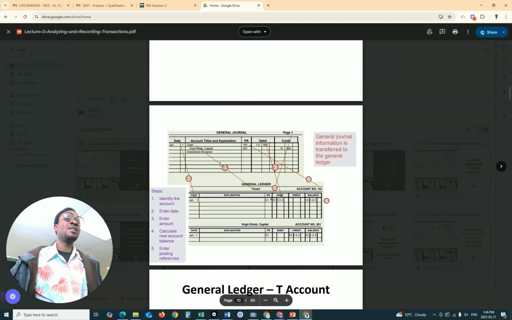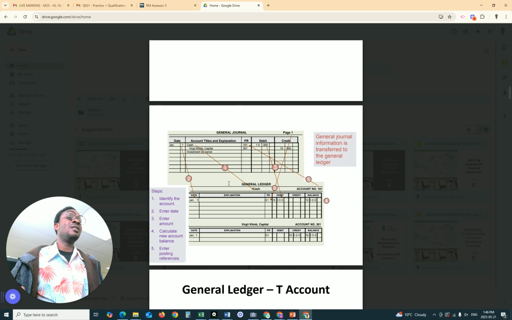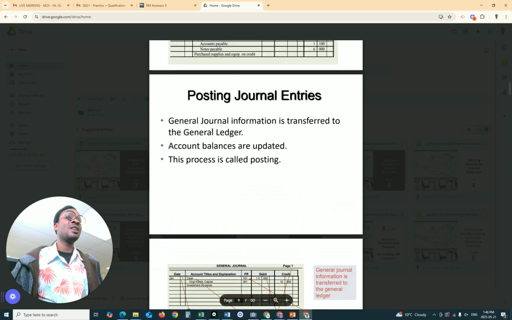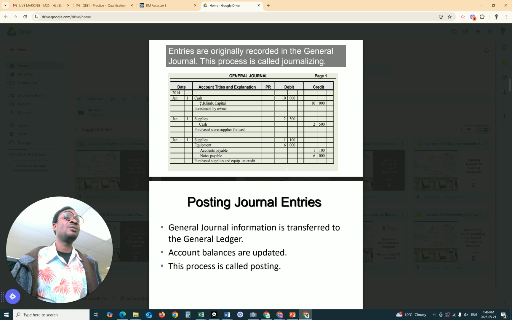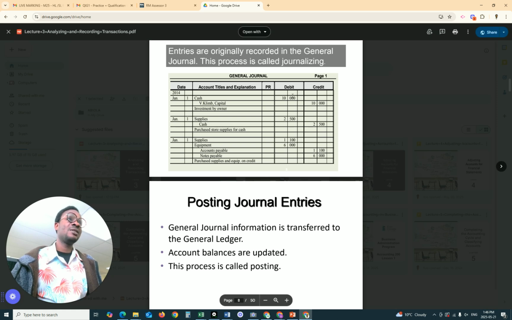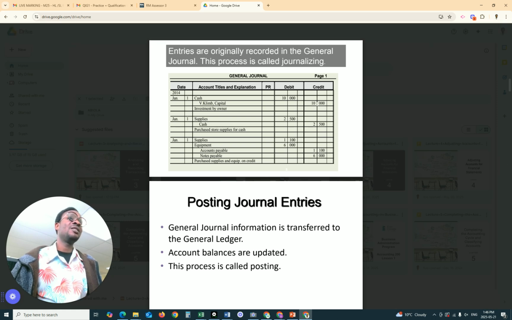While posting, we open the respective accounts. This is a cash account. Let me scroll up a bit to backtrack. This journal has cash on January 1 and capital 10,000, 10,000. 10,000 in the debit of cash, 10,000 in the credit of capital. So we will open the cash account and capital account respectively. So 10,000 will be in the debit side of cash and 10,000 would be in the credit side of capital.